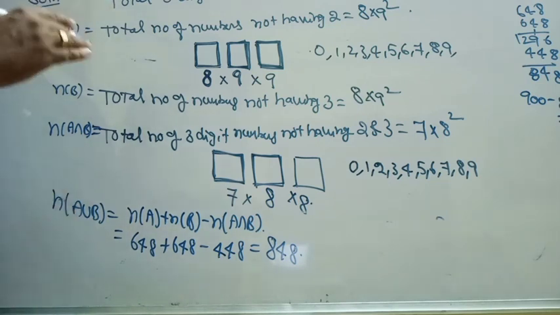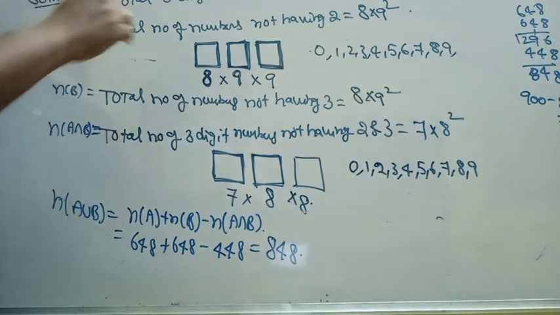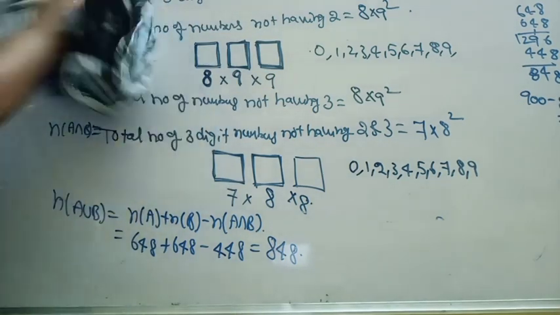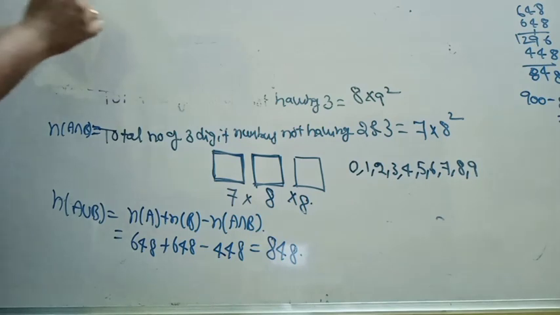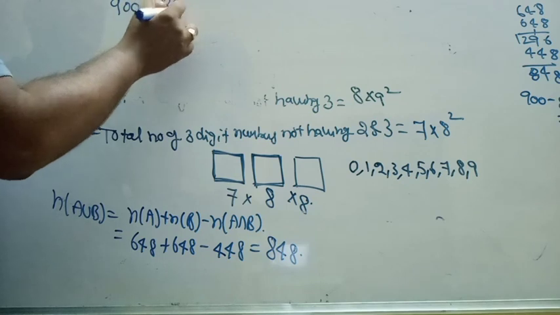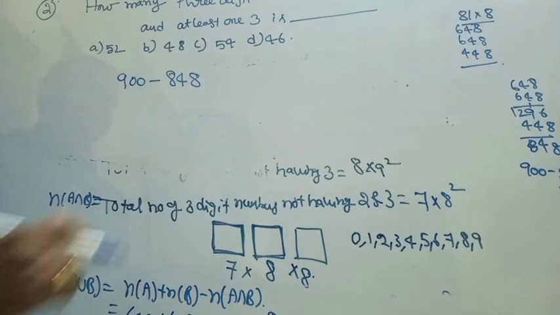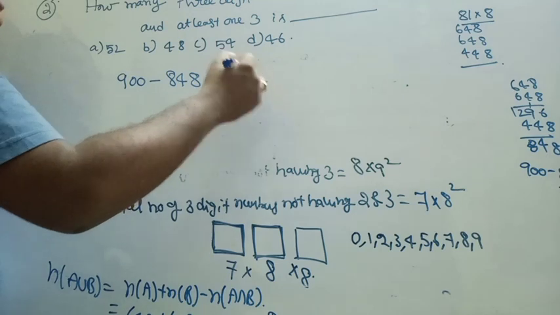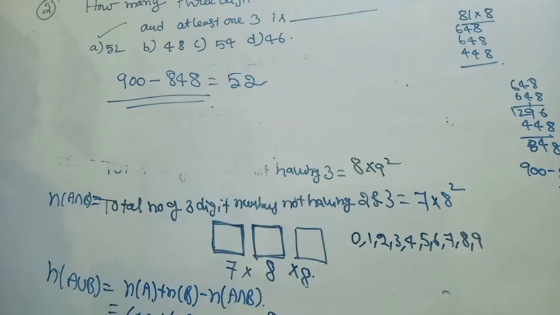N of A union B is nothing but total number of 3-digit numbers which do not have either 2 or 3. Now from the total number of numbers, if you subtract, the total number of 3-digit numbers are 900. 900, if you subtract 848, you will get 52 as the answer. 52, option A is the answer for this. Like this we will be doing this particular problem.